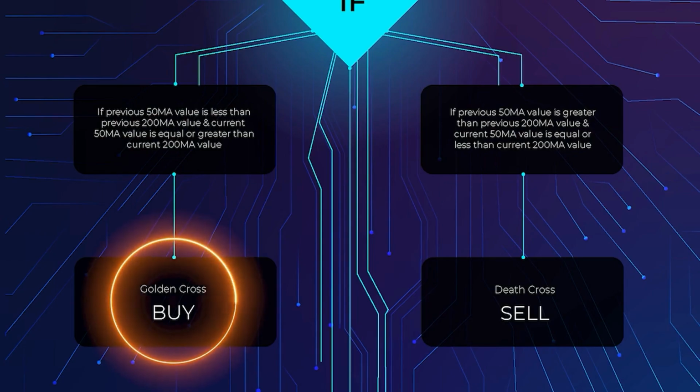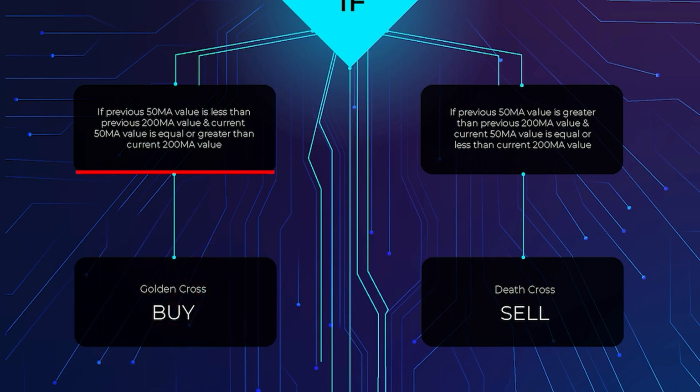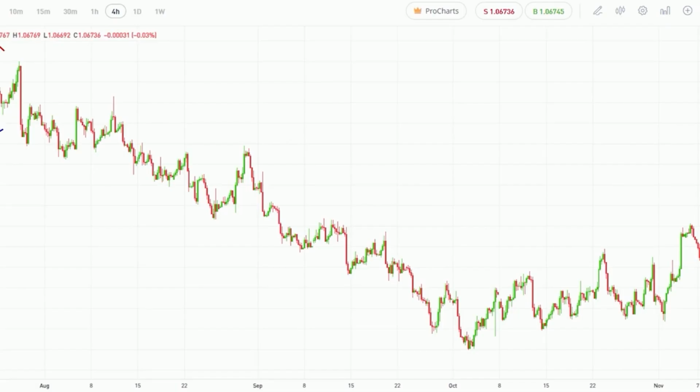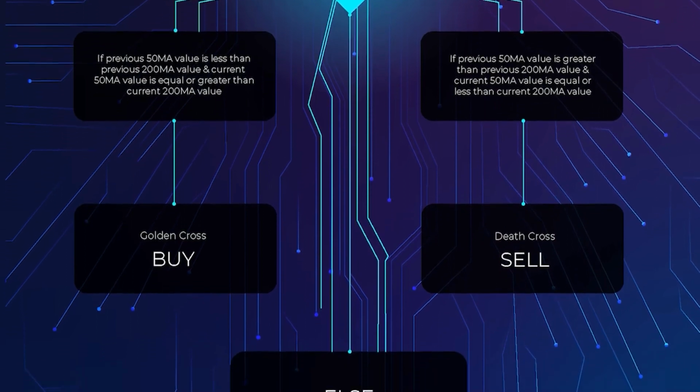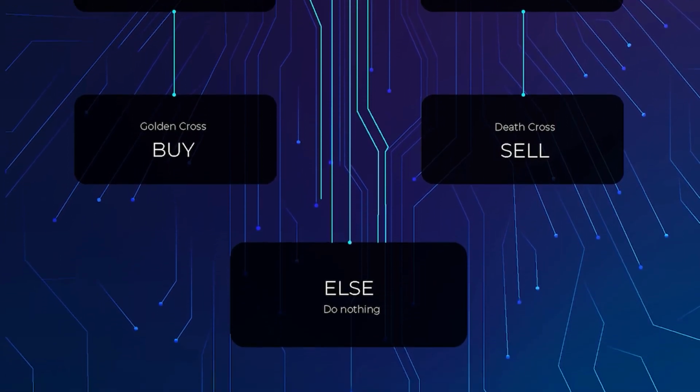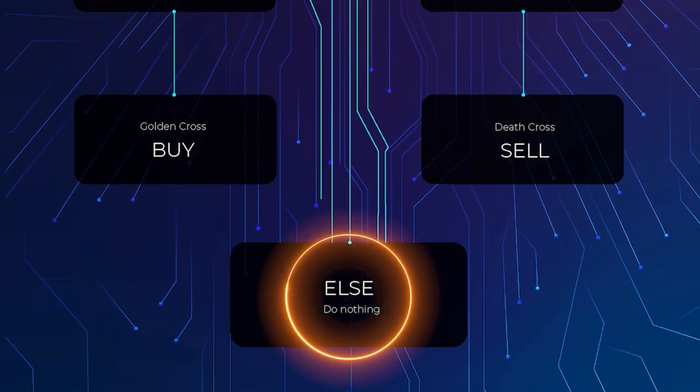If this is not the case, we'll check whether the previous MA50 value is greater than the previous MA200 value. And is the current MA50 value equal to or less than the current MA200 value? If both statements are true here, then it means the red line has crossed over the blue line from the top to the bottom, and we'll know this signals a death cross. Finally, if neither of these are true, we won't enter the market because we did not receive a trading signal.